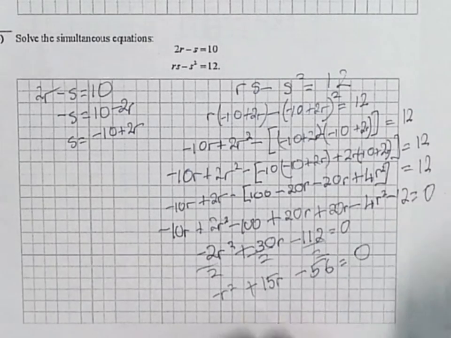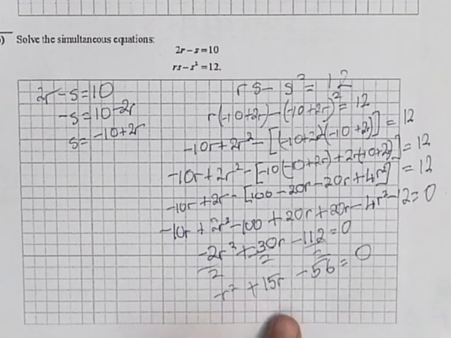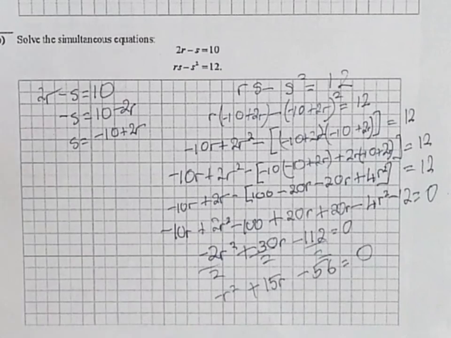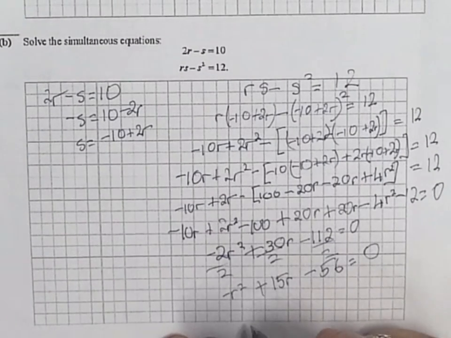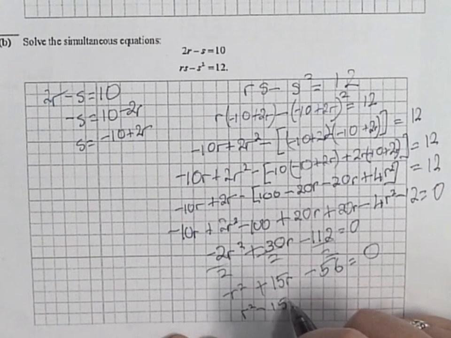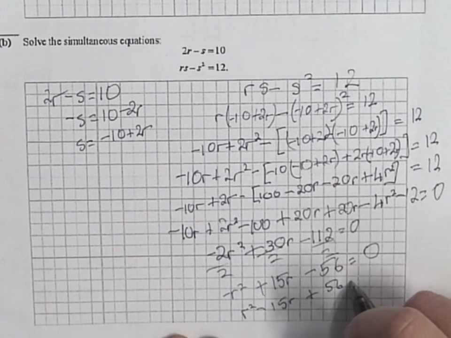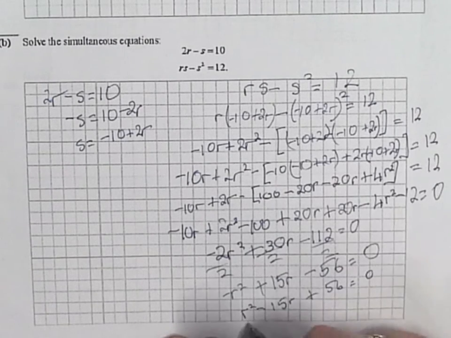Now, if you're doing the minus b formula, off you go. But I'm just going to do 2 sets of brackets. And if I do 2 sets of brackets, I need the r squared term to be positive. So I'm going to change all the signs right away across. So you get r squared minus 15r plus 56 equals 0.